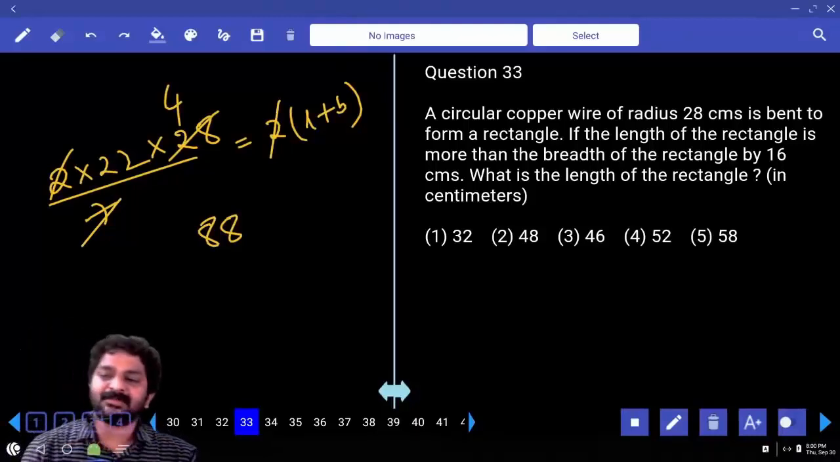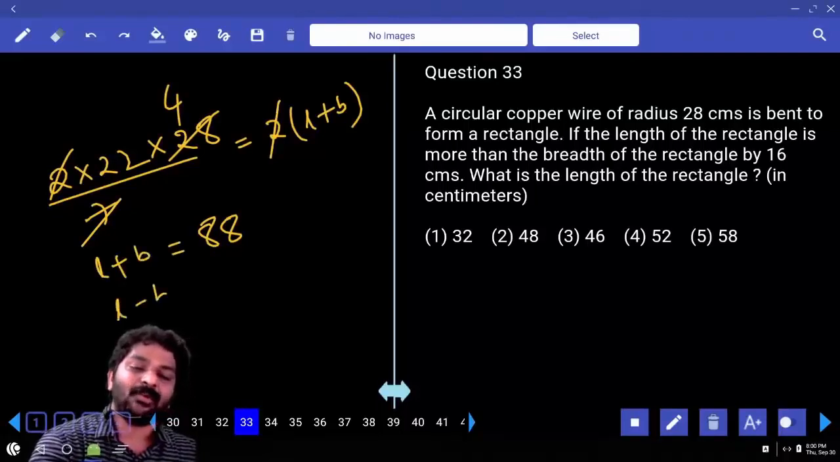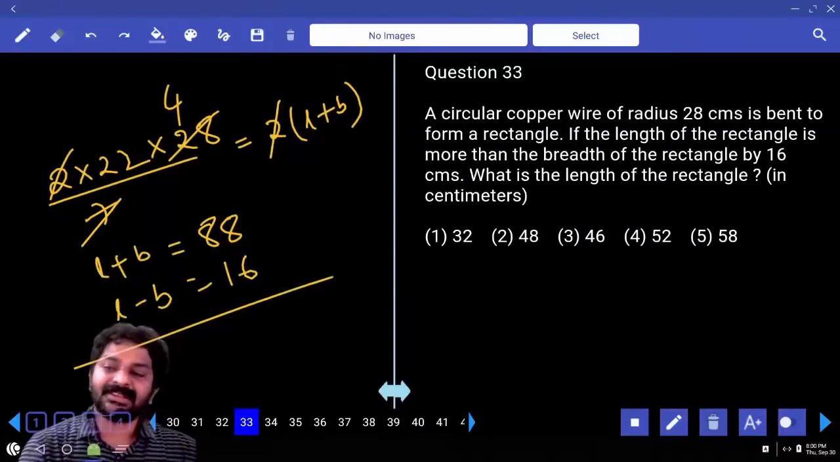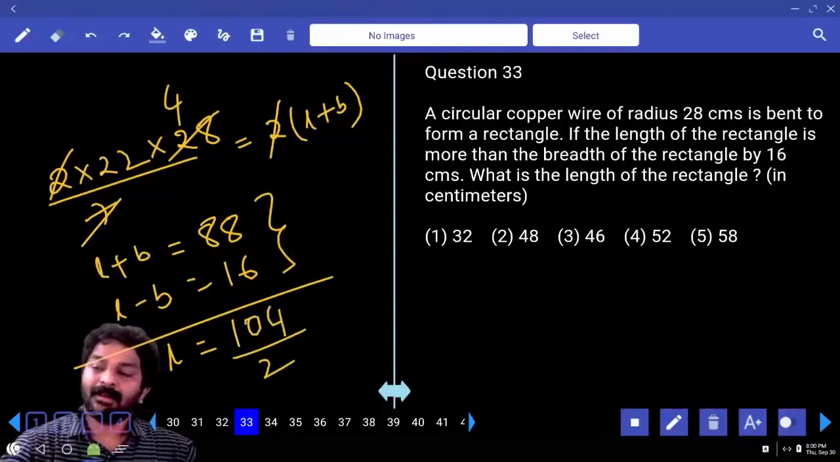The length of the rectangle is more than the breadth by 16. That means the difference is equal to 16. And your question is to identify the length. How do you get the largest number? Sum divided by 2 only. The sum of both the numbers is 104, divided by 2 is 52.